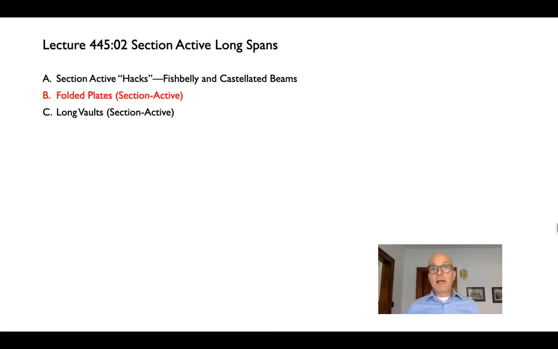So having looked at ways to hack beams in longitudinal cross-sectional directions, our next step is to look at what happens when we take section active principles and blow them up beyond beams. And we'll look at two types that are very related in the way they work and their sort of mechanics. The simplest type is folded plates, and then we'll go on to look at long vaults, or what happens basically when we take folded plates and make them out of curved surfaces. Related, but with some subtle differences between the two.